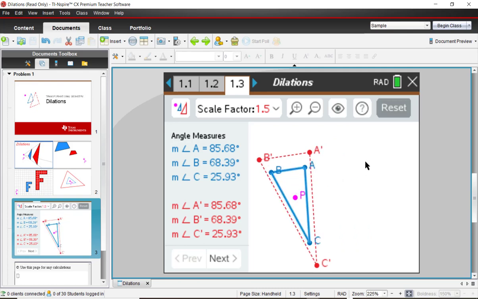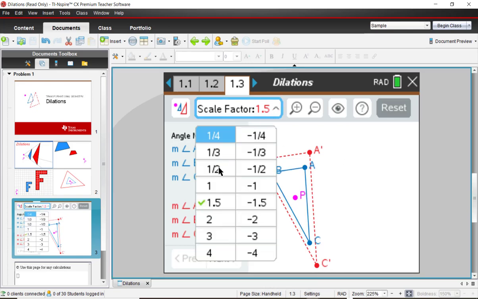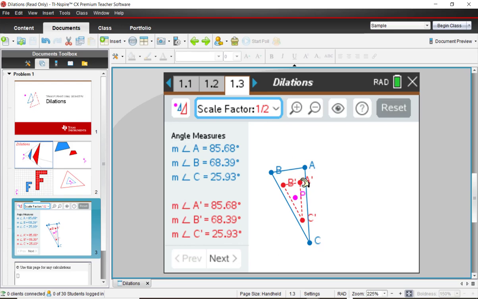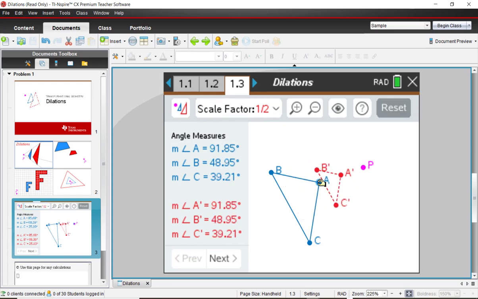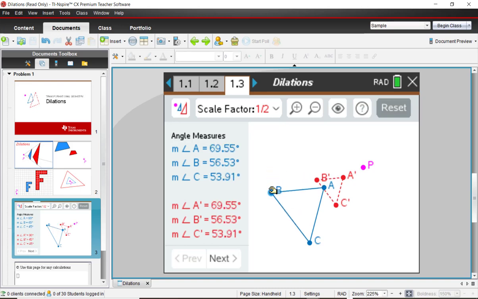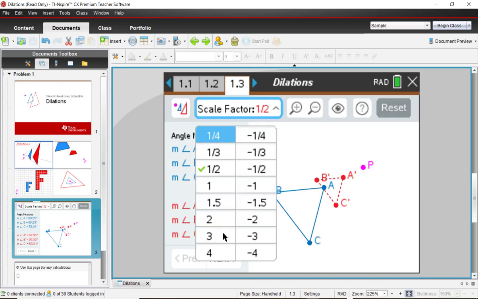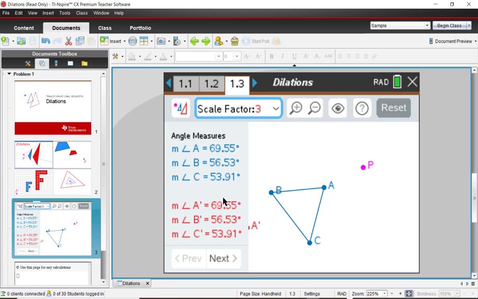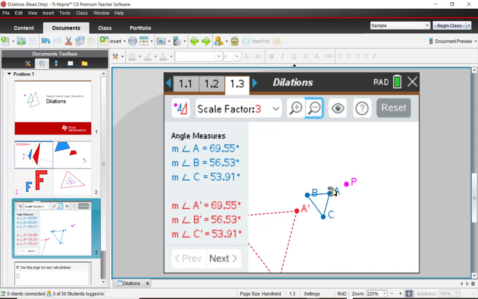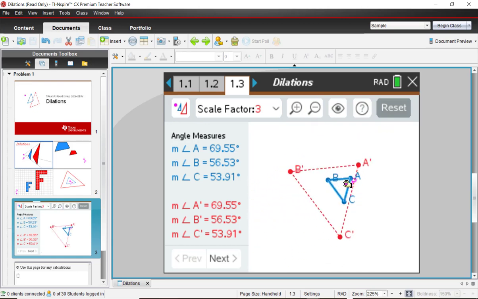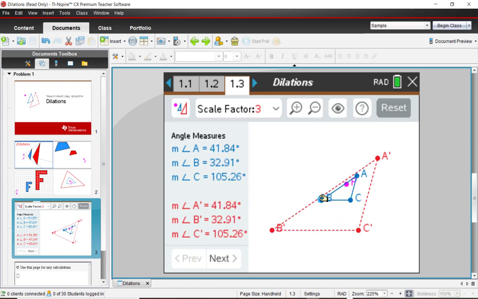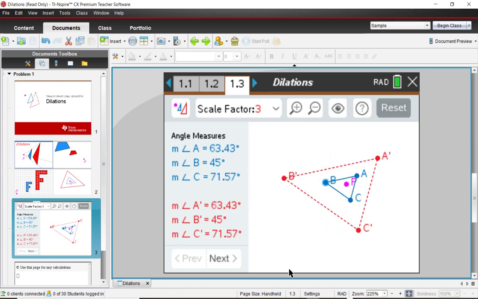Okay, press pause as needed. All right, let's change the scale factor to just 1/2. Has anything changed about our angles there? And even if I change the scale factor to 3, zoom to be able to see it. So I think we're ready to answer the questions.